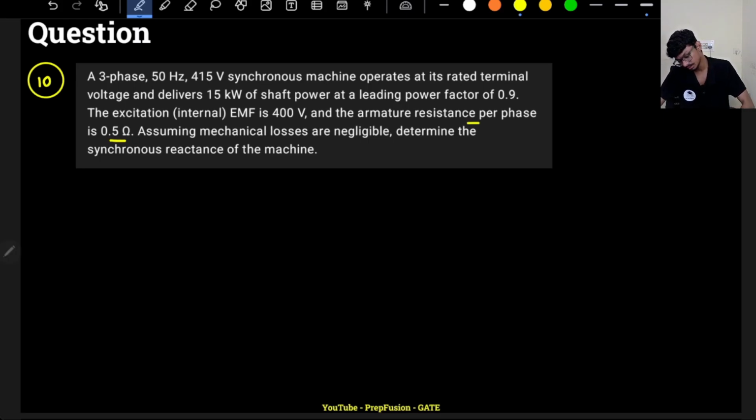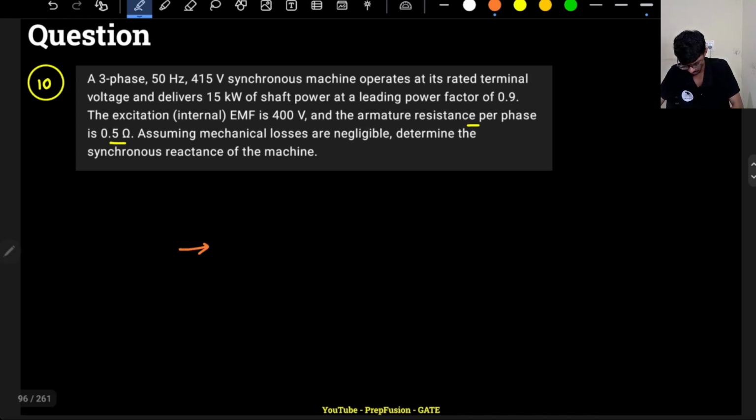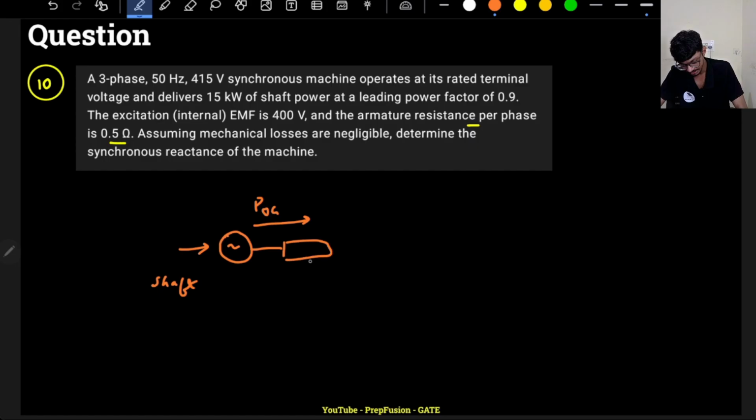So they are asking me that it is able to deliver 15 kilowatt of shaft power. Shaft power basically means the power input to the generator, right? There is a shaft power that goes into the generator. Then from the generator I get the power that is coming out through this line ZS, and ultimately at the receiving end, this is the input power PIG, right?